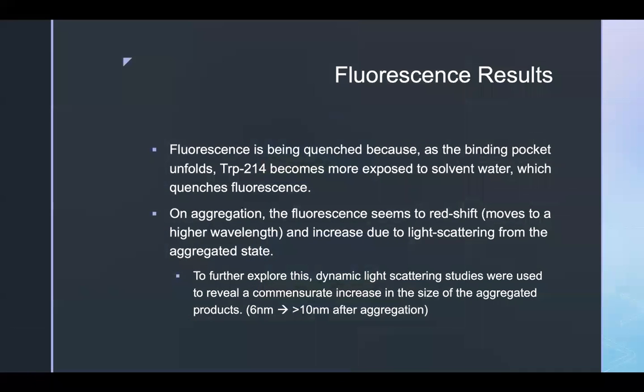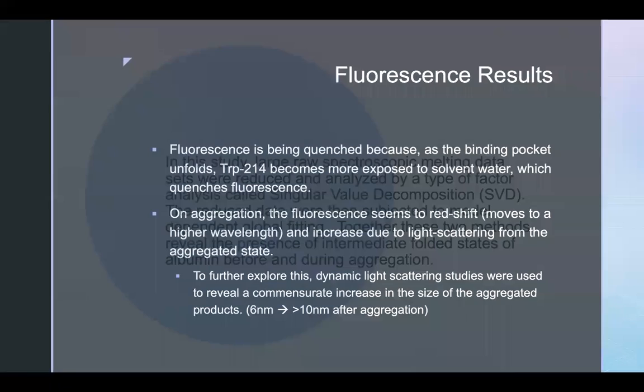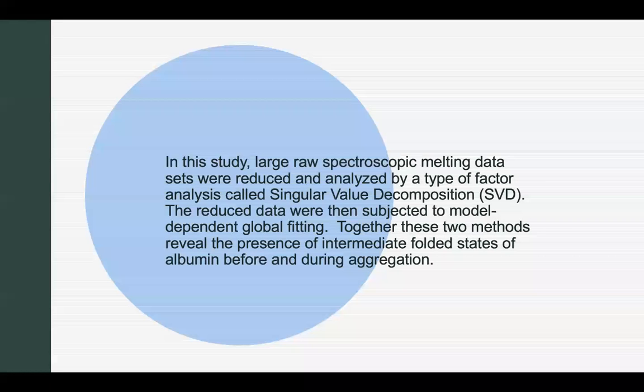We wanted to look at this aggregation because it looks like the fluorescence is starting to redshift as well as show that light scattering. This indicates some aggregation that we'll look at later with our dynamic light scattering studies, because it looks like we're going from a size of 6 nanometers to greater than 10 nanometers as it heats up in PBS. We're going to use something called singular value decomposition to look at our raw data so that we can form something called a global fit to better visualize our data.